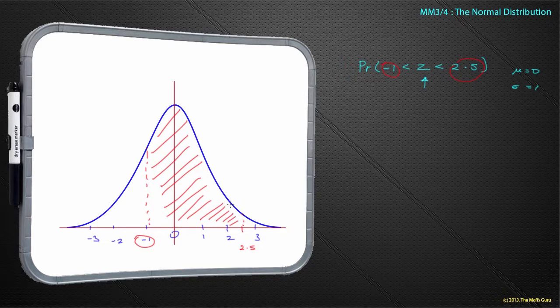How do you work out all of these areas? Do I have to integrate and do all sorts of horrible things? Well, if the question was feeling particularly evil, then maybe, but as I say, the good news is your CAS calculator can do all of this for you.